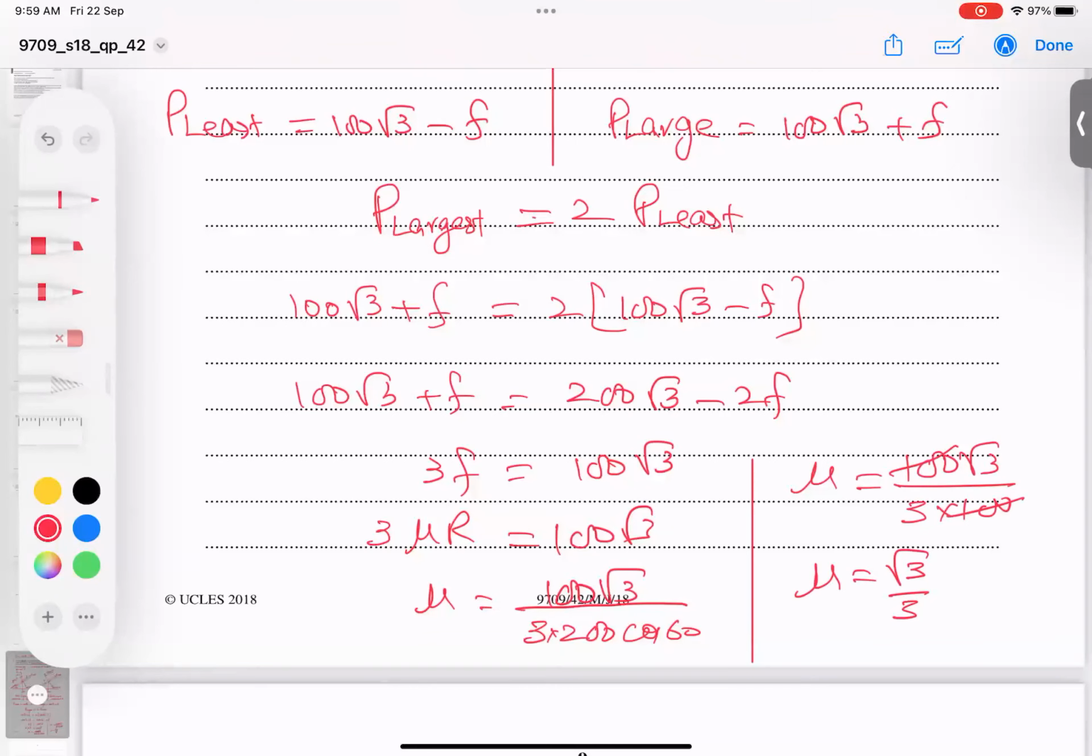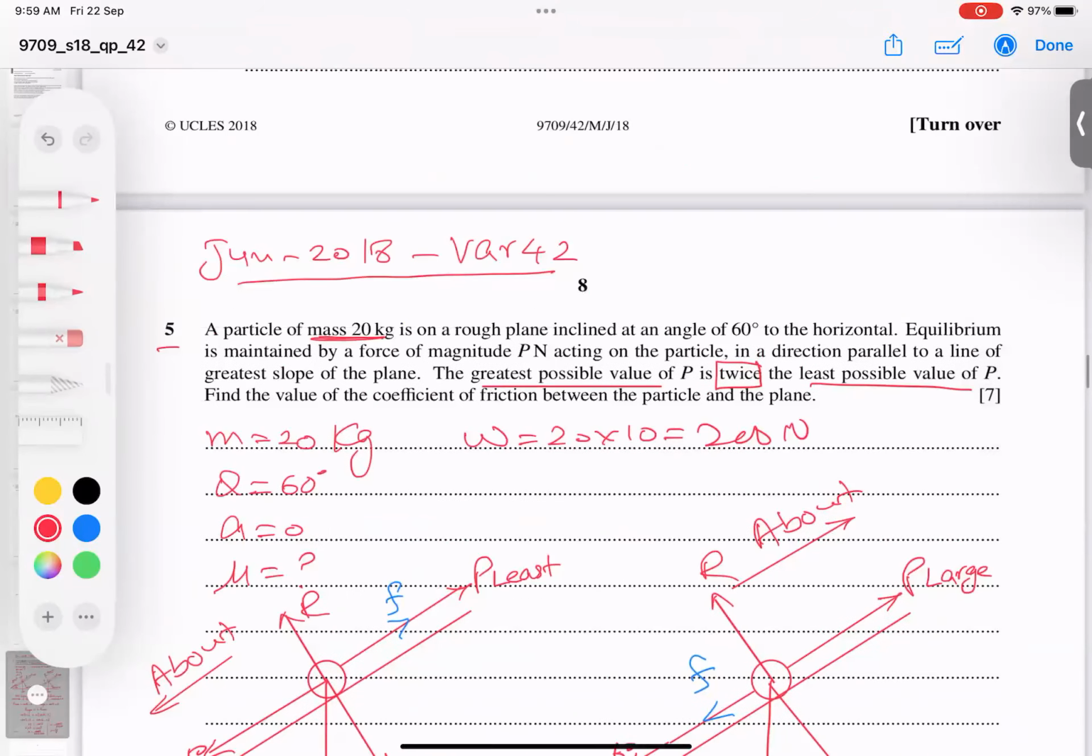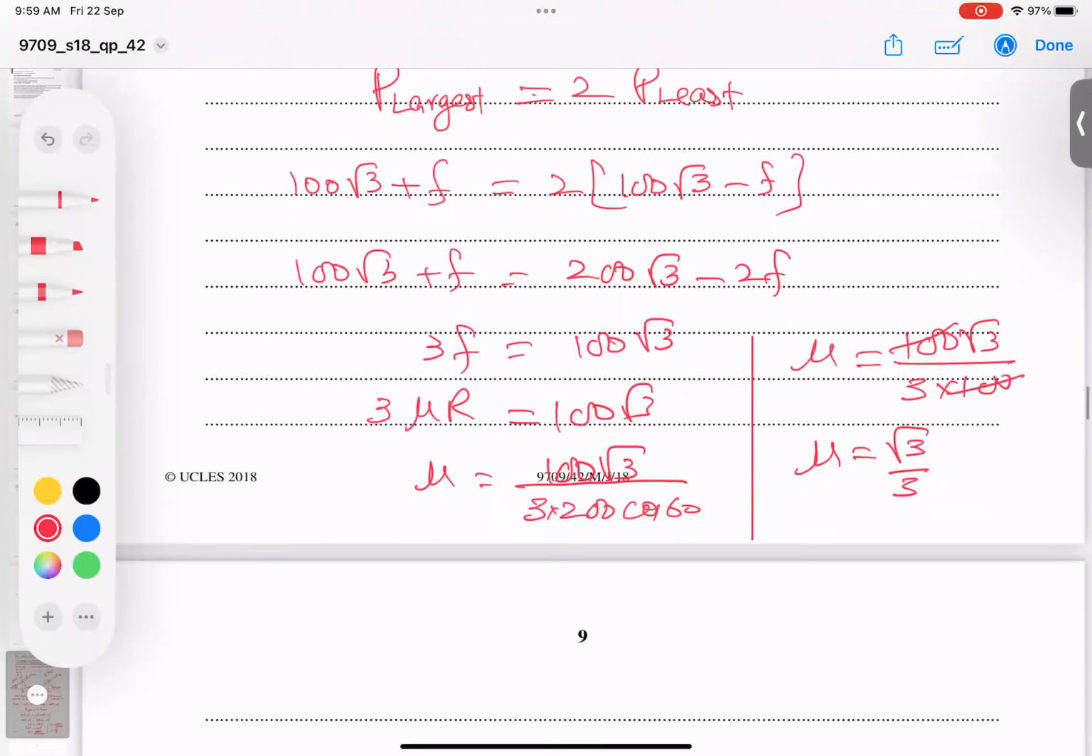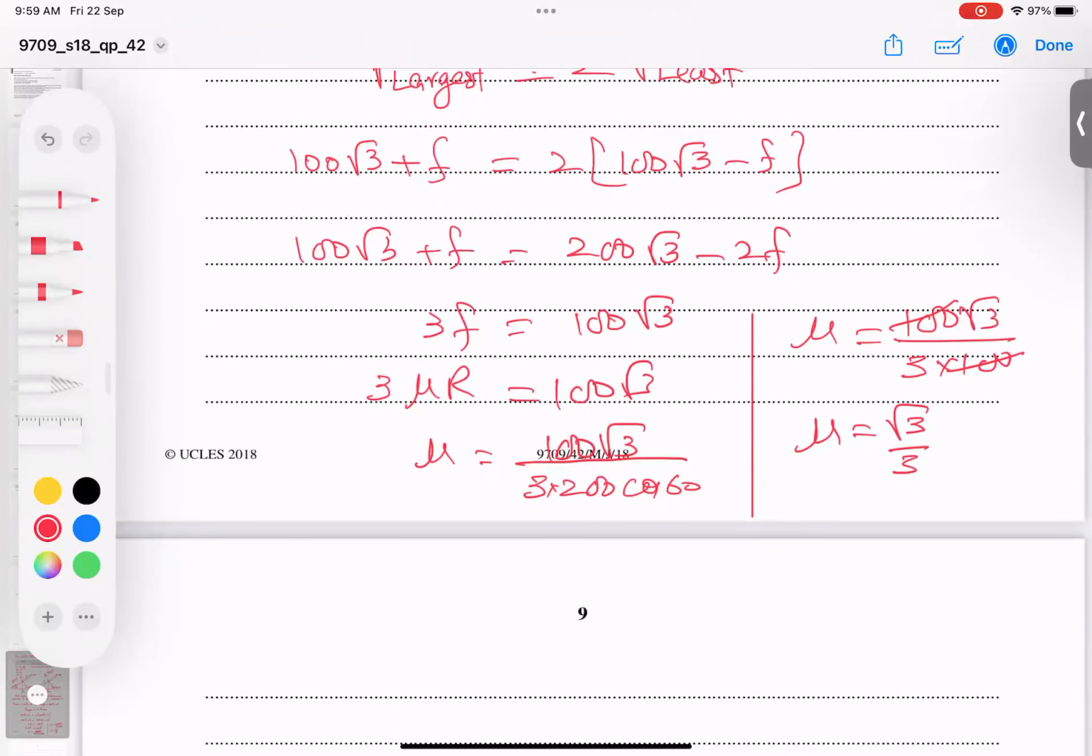Let's see whether the question asked for exact or not. Let me check. No, he did not mention it here. We can leave it as root 3 divided by 3. It is giving us 0.577. This is my final answer to 3 significant figures, or you can leave mu as the exact value also. I think you got the point.